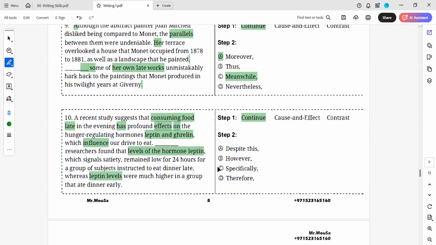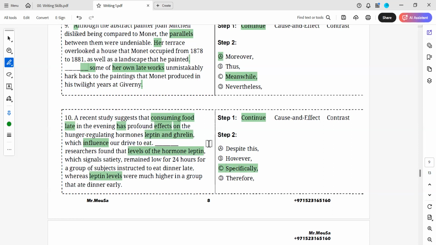Safe. Here, guys, they are giving an example. That case study is used here to exemplify the idea we have before. So, to give an example, you have three options. For example, for instance, or specifically, here you have it in C. This is the correct answer. Yes, perfect. Good job, everyone.